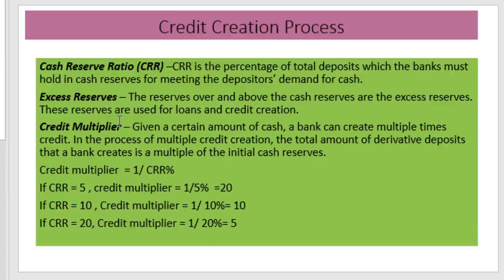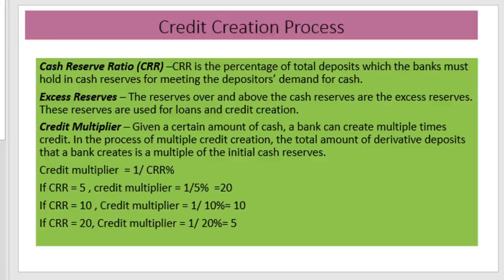Another term associated with the credit creation process is the cash reserve ratio. It is the cash reserve ratio that determines the extent of credit creation by a bank. That is, the cash reserve ratio is the percentage of total deposits which a bank must hold in cash reserve for meeting the depositors' demand for cash. This is the amount of deposit to be kept in the form of cash by the bank. And another term is excess reserve, which means reserve over and above the cash reserves.